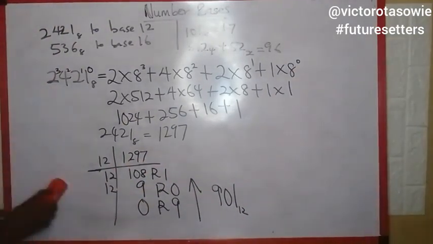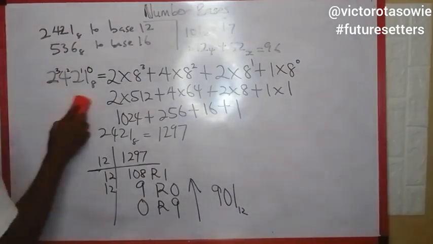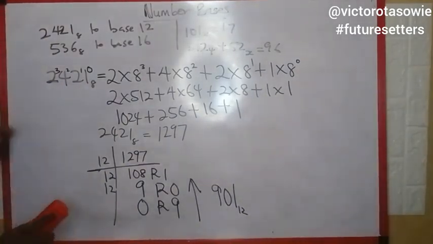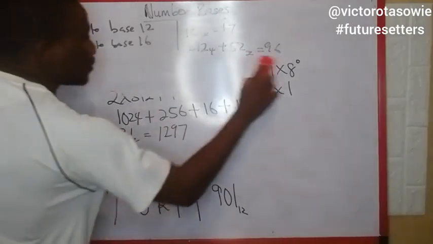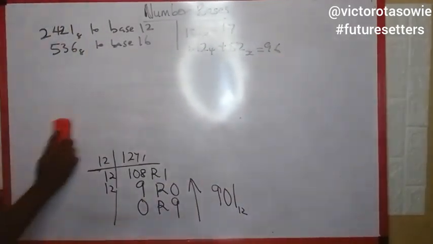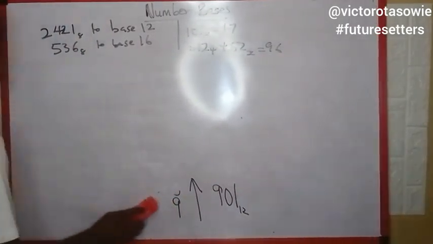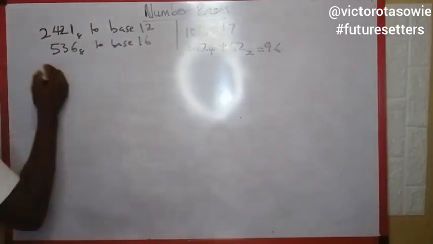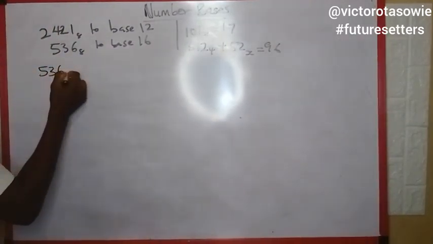Then we have another part which we're also going to analyze, so take a snapshot here before we move to the next part. 536 base 8, converting it to base 10. We are going to write 536, and this is base 8.